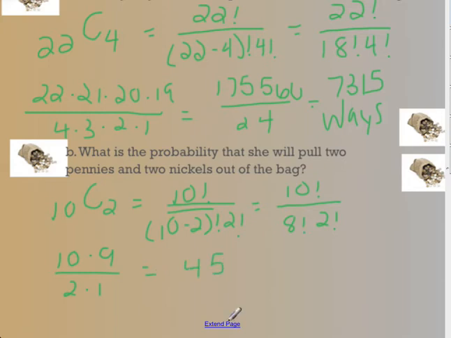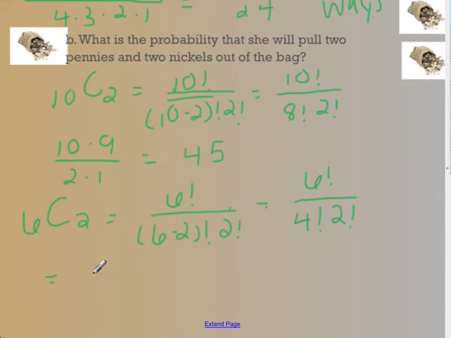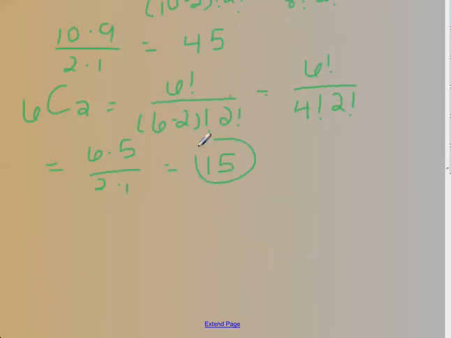Then we want to figure out how many ways we can pick 2 nickels. Well, there are 6 total nickels in the bag. So I'm going to do 6, and I'm choosing 2 nickels. So how many ways can I choose 2 nickels? So 6 factorial divided by 6 minus 2 factorial times 2 factorial. 6 factorial divided by 4 factorial, 2 factorial. So left on top, I have 6 times 5. Left on the bottom is 2 times 1, and that's going to end up giving you 15 when you divide that out. So my success is going to be 45 times 15 up top. So 45 times 15 is going to give me 675.